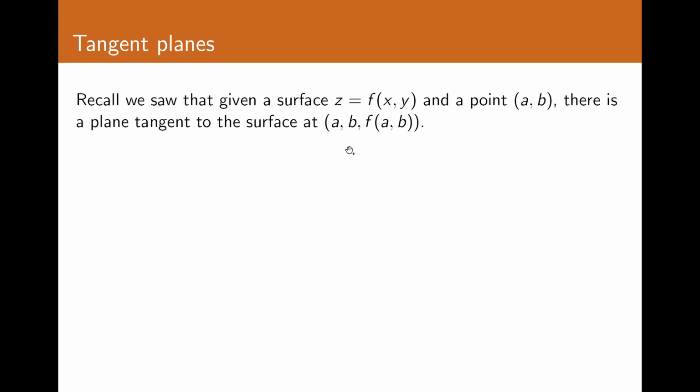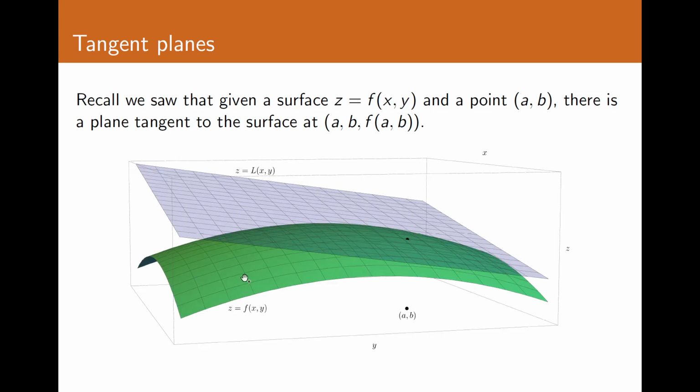Recall from the partial derivative section that if we're given any surface z is equal to f of x, y, and we look at a point (a, b), there's a plane that's tangent to the surface at that point. Here our surface is the green surface, given by z equals f of x, y. This dot is directly above the point (a, b) on the surface, and this blue plane is the tangent plane at this point. It just touches the surface there, just like a tangent line would just touch a curve. This is some plane z equals L of x, y.